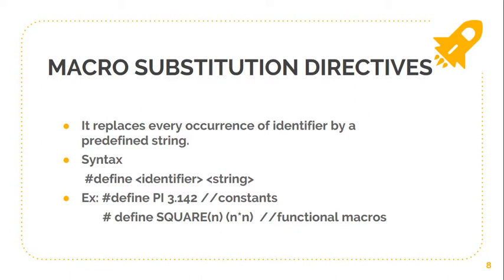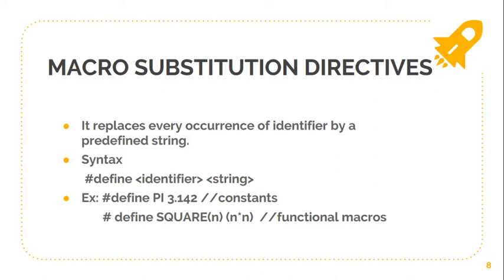Let's go with the syntax. The syntax is given by hash define identifier string. Example, here you will get a very clear idea. Hash define PI 3.142. Here I have defined the value of pi with the help of the preprocessor directive, that is macro substitution. Hash define PI: PI is the identifier, and I am going to give a value for it, that is 3.142.